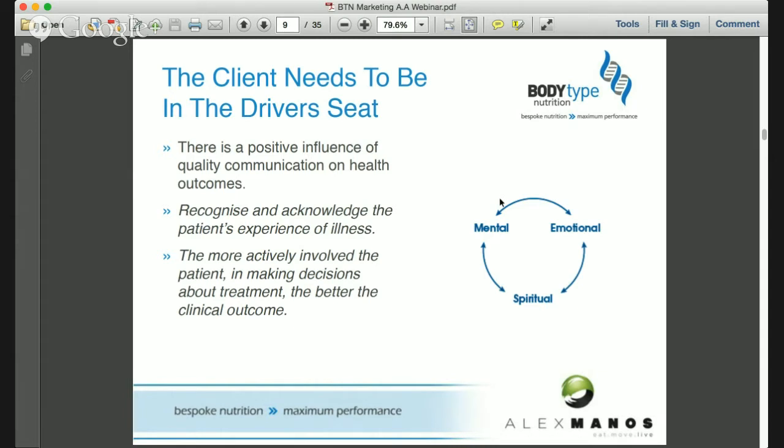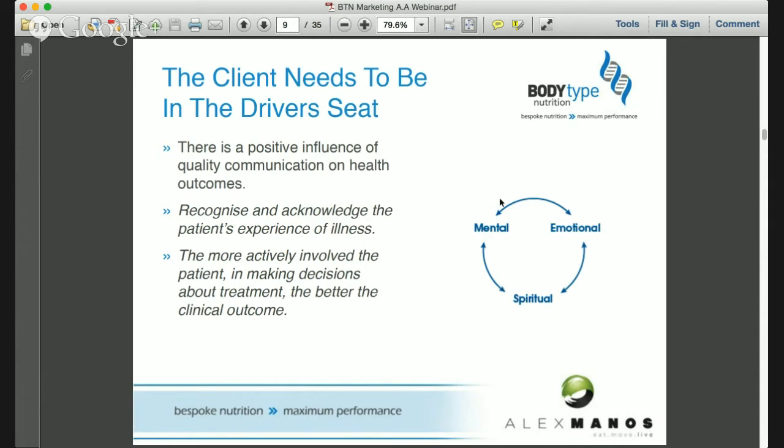We need to recognize and acknowledge, therefore, the patient's experience of illness. Understanding the client's view of the world and their concepts and beliefs and understanding of the disease is going to have a huge impact on the success of your relationship with them and the program that you do design. So in that point of view, we also have research that shows us the more actively involved the patient is in making decisions about their treatment, the better the clinical outcome.